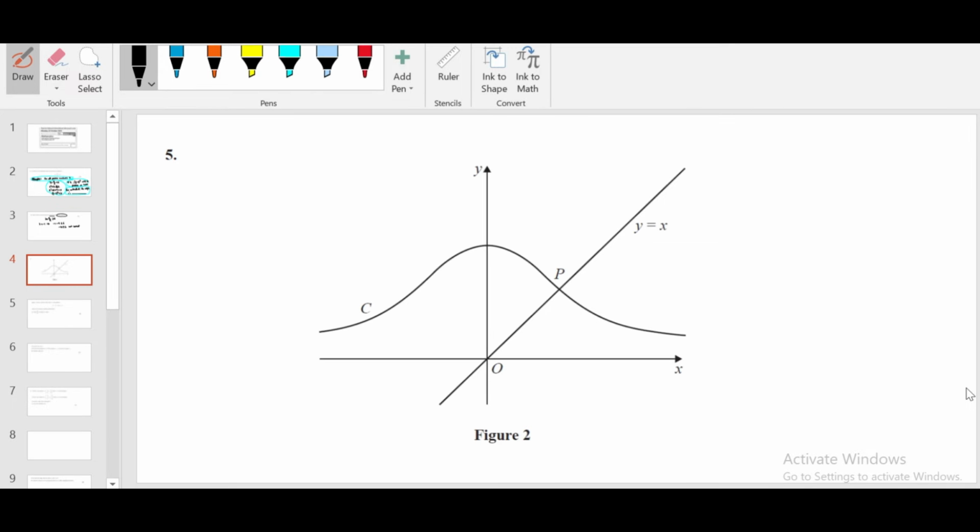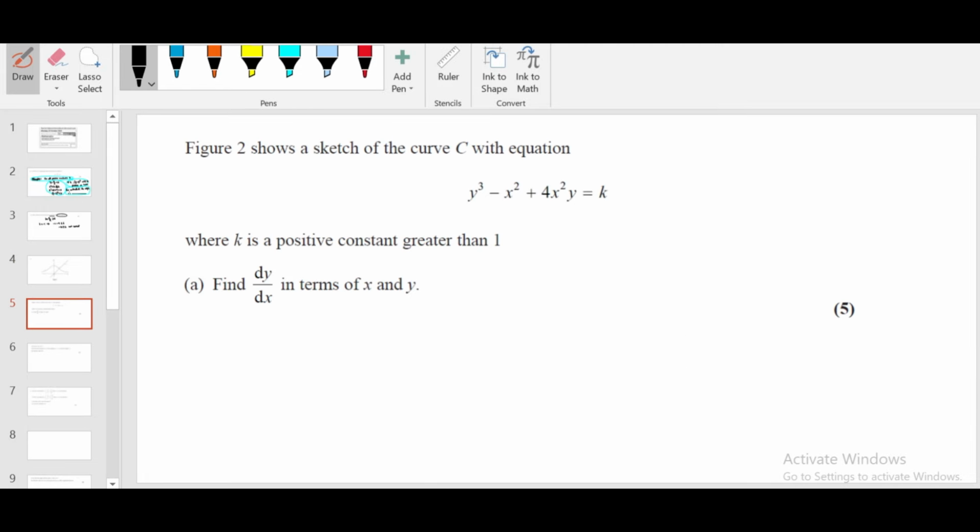Question number 5. We have a figure given with the straight line y equals x. Question says, figure shows a sketch of the curve with the equation y cubed minus x squared plus 4x squared y is equal to k, where k is a positive constant greater than 1. Find dy by dx. We need to apply implicit differentiation. What is implicit differentiation? You need to differentiate everything.